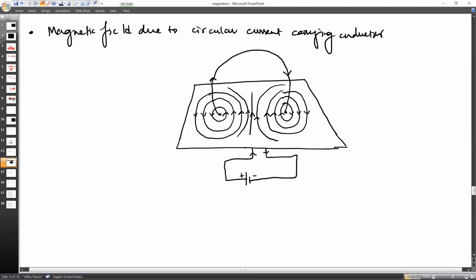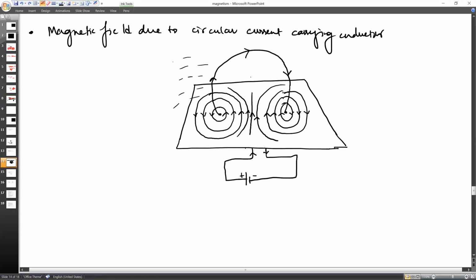Now, what you need to understand here is that this is positive and it is moving like this. This is the inside portion of the current-carrying loop, and this is the outside portion of the current-carrying loop. Got it? This is the outside direction.